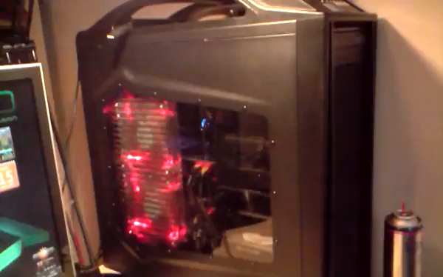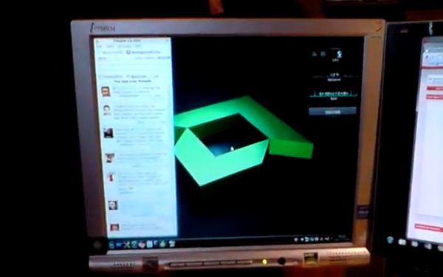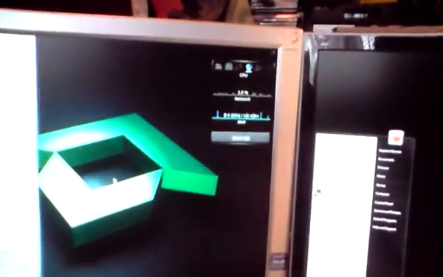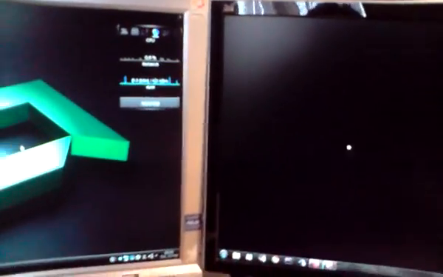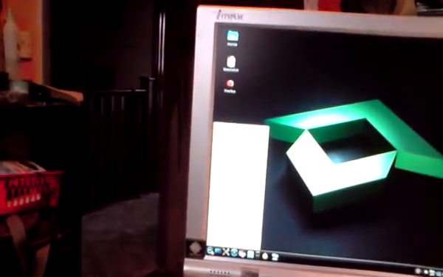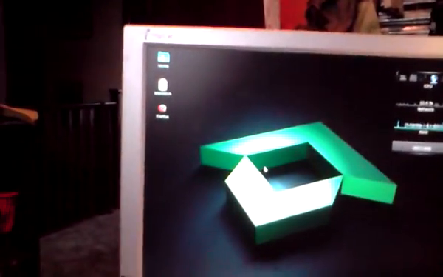We have one screen, one PC, second screen, second PC. Okay, this one is running Windows 7, much as you would expect. But this one is running Linux. My favourite one of PC Linux OS.